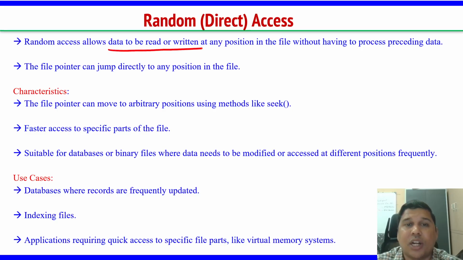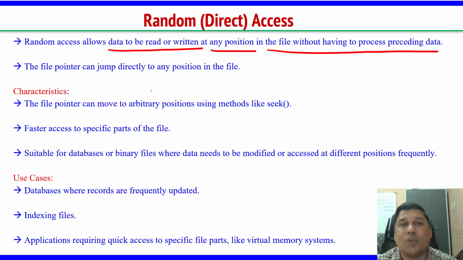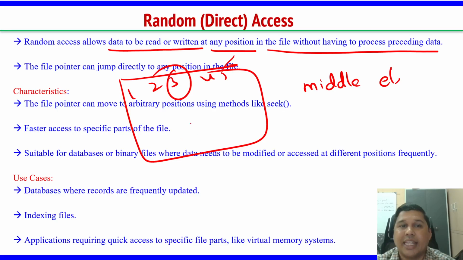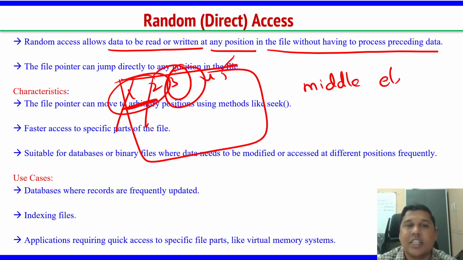It allows data to be read or written at any position in a file without having to process preceding data, right. In sequential, if you want to print the middle element, suppose there is a file which contains some numbers 1, 2, 3, 4, 5, and you want to print the middle one, you have to traverse 1, 2 first, the preceding data. You have to process this, then reach this position.